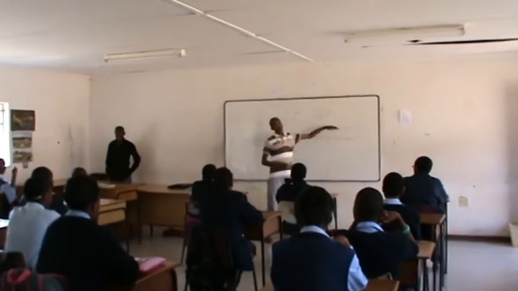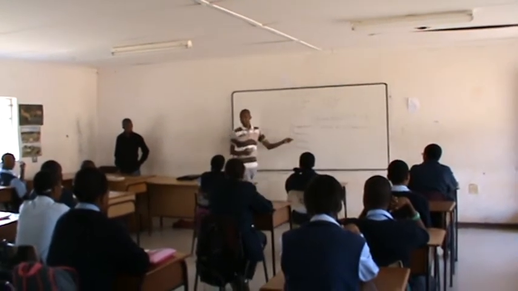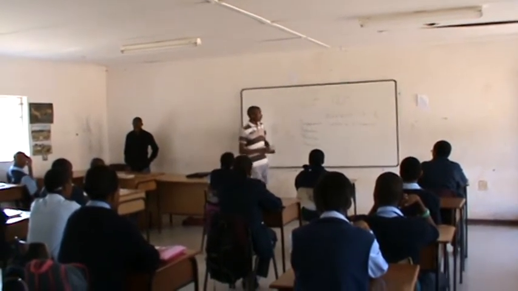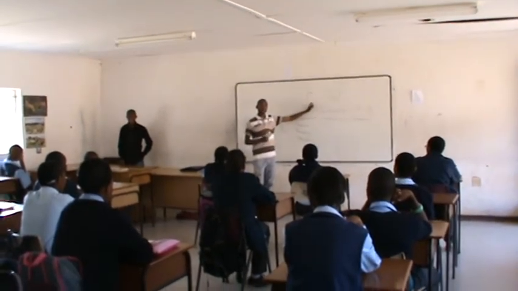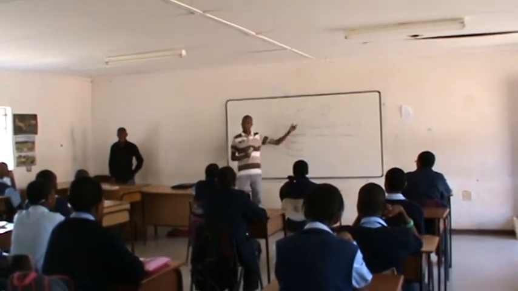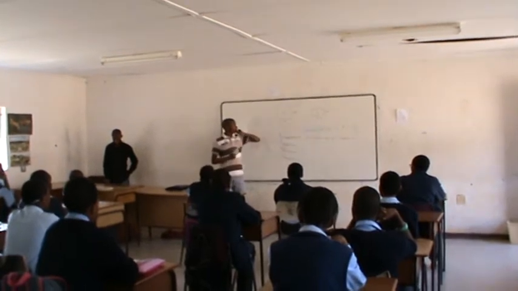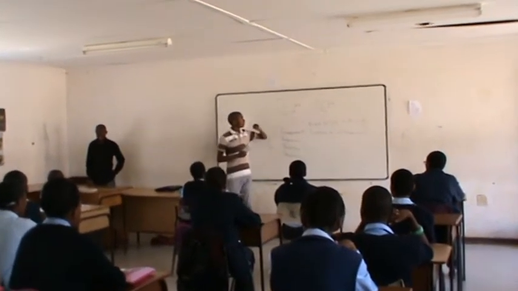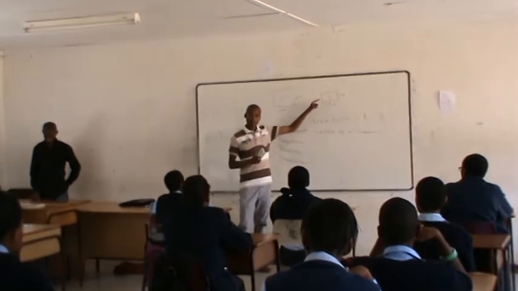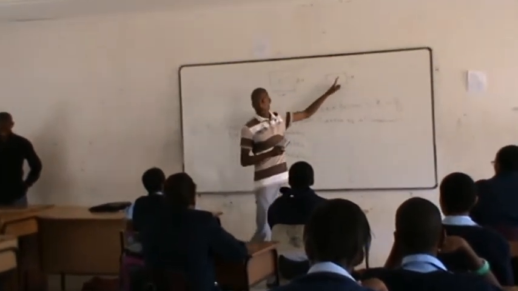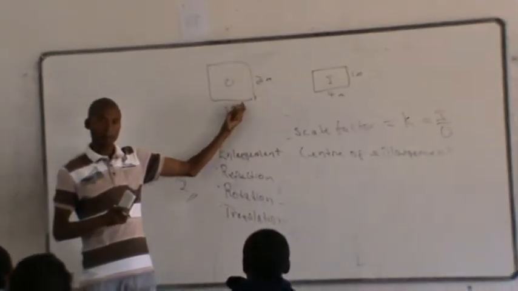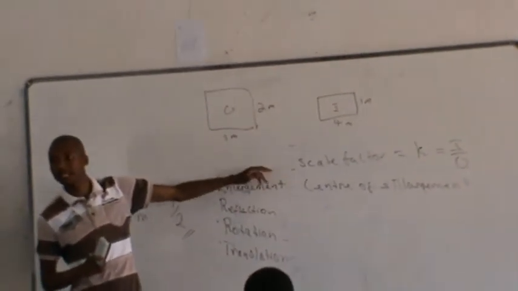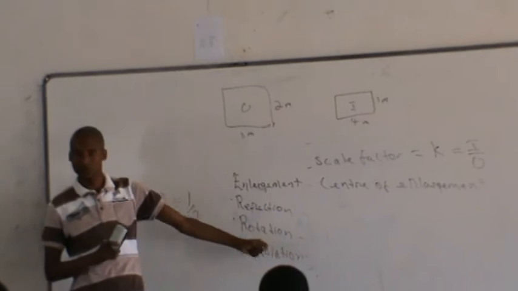We are not going to go into much detail into this. But I just wanted to show that if we are talking about an enlargement, that's one of our transformations, we can have a different image from the object. But there can be a case whereby the image is the same as the object.